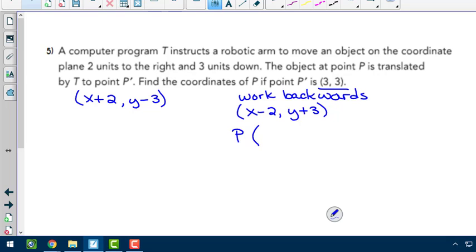So 3 minus 2 would give me 1, and 3 plus 3 would give me 6. So now I could check, and I could add 2 to my x and follow it and see if I get back to my P prime over here. So 1 plus 2 is 3, and 6 minus 3 is 3. So to figure out what the original was before the image, you work backwards.